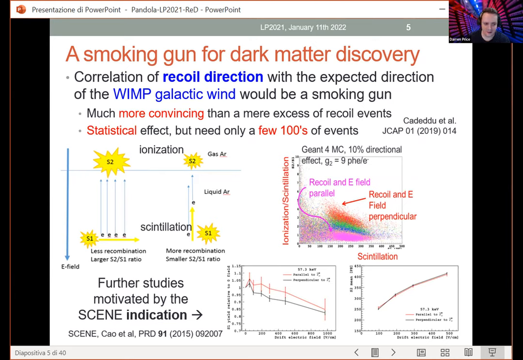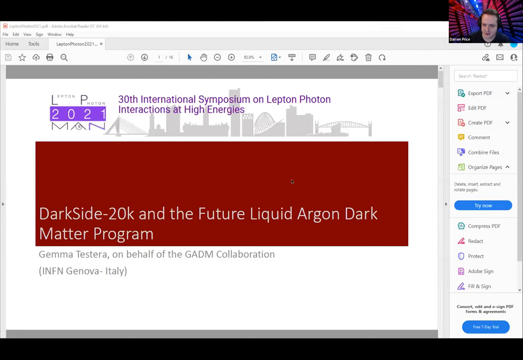Thanks again, Luciano. Our next speaker will be Gemma Testera, who will tell us about DarkSide-20k and the future liquid argon dark matter program.